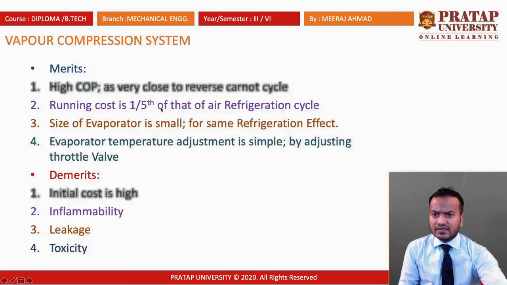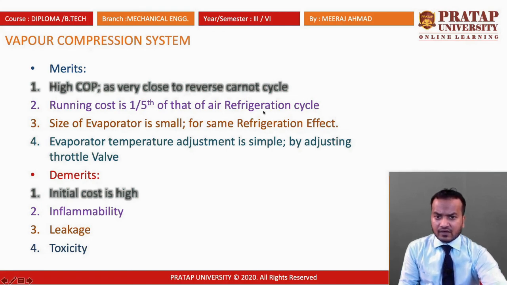So there are some merits and demerits of the VC cycle system. You can see the merits first. The VC cycle gives a high COP compared to other systems, and this is very close to the reverse Carnot cycle. Second, the running cost is 1/5 of the air refrigerant cycle. The air refrigerant cycle will be discussed later. And the third one is that the size of the evaporator should be small for the same refrigerant effect.